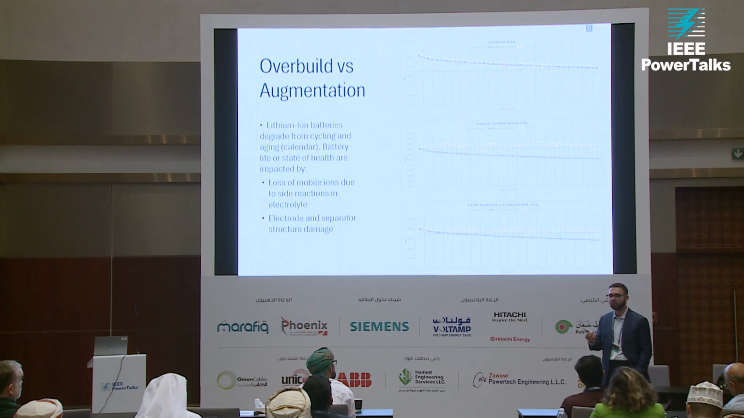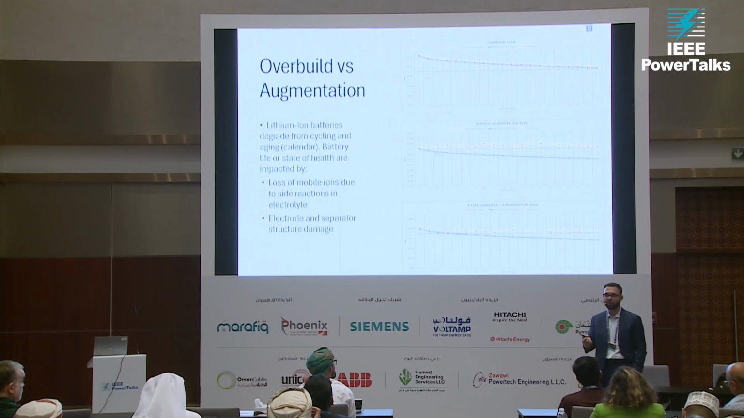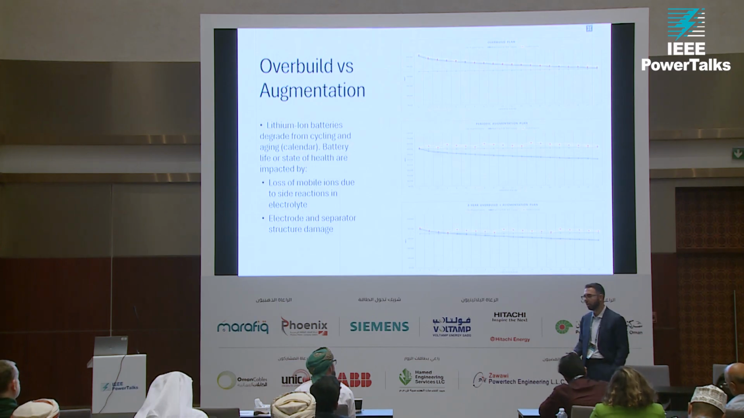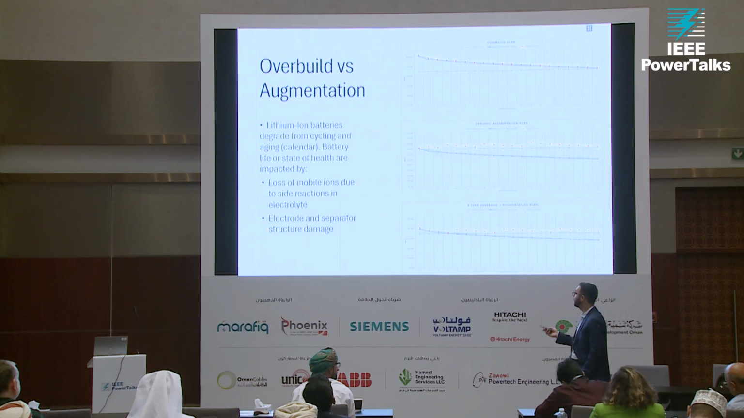crystallization of ions and materials. So basically you don't use it, it starts crystallizing, and it's really hard to extract it as a process. The other one is cycling.